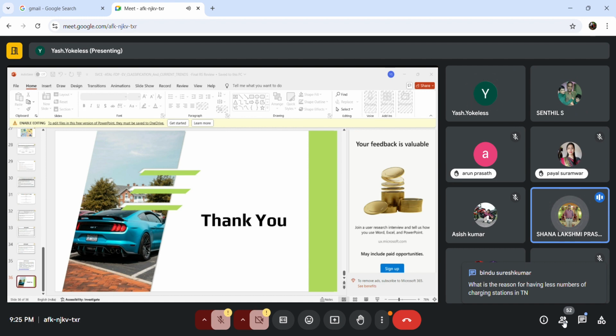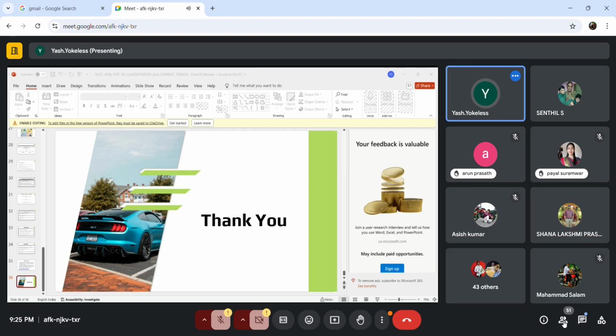Ma'am, I have one query. How much of the range anxiety problem will be overcome by these electric vehicles? Range anxiety, nowhere related, no, sir. Why are you asking this particular question, sir? Range anxiety is the range anxiety, right? You are asking about range, yes, ma'am. Actually, that's what, sir.